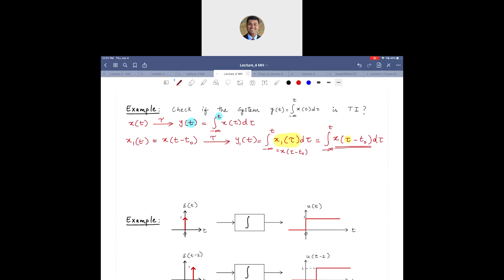Then we would have to apply a change of variable here. Because we are integrating with respect to tau and we need our answer as a function of time, what we'll do is a change of variable to work out the integration. Let's say we have a v which is defined as tau minus t0, and if you differentiate v, you get d tau, and for the limits, your tau limits are going from negative infinity to cap t.